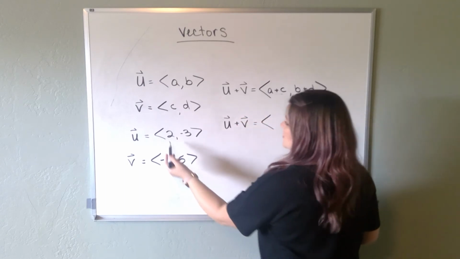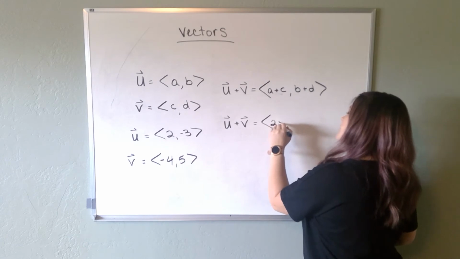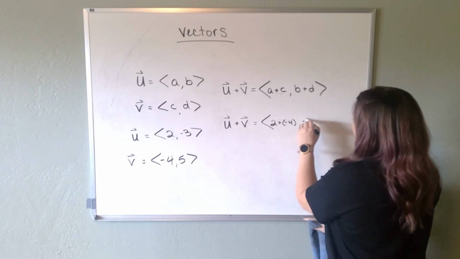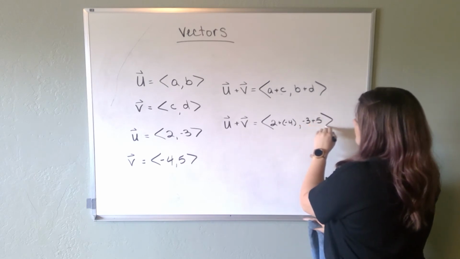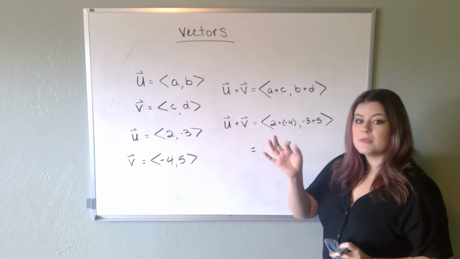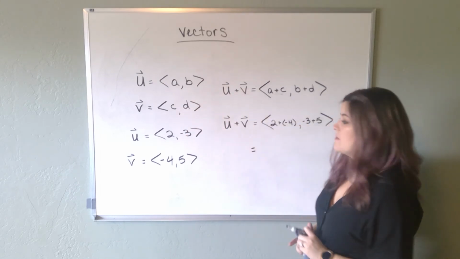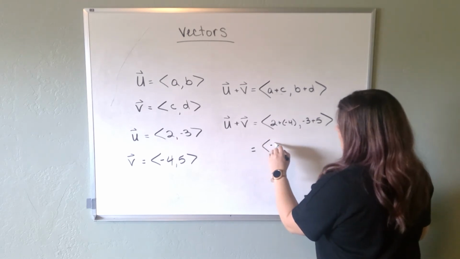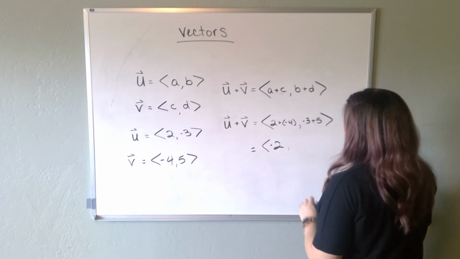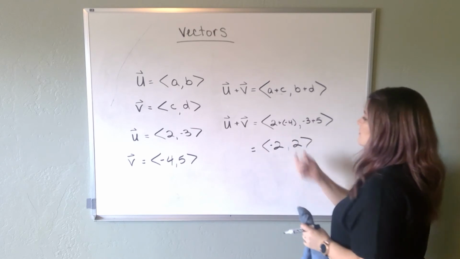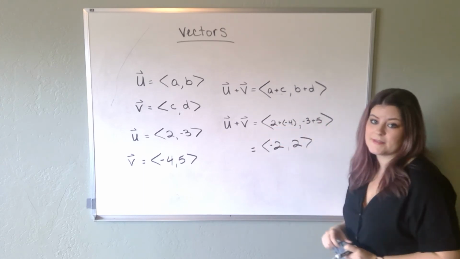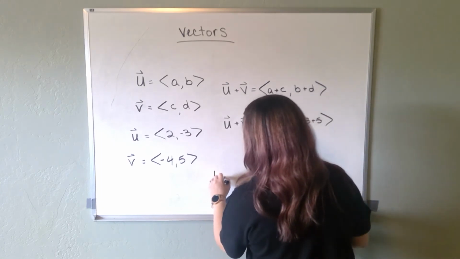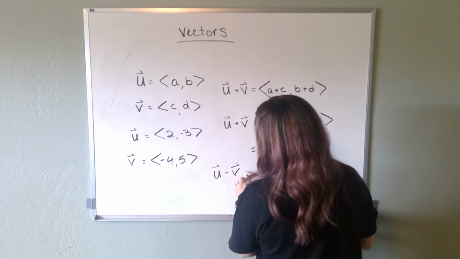So the two first terms, I'm going to do 2 plus negative 4, or 2 minus 4. And then I'm going to do negative 3 plus 5. So I add them separately. I never mix a and b or c and d together. I leave it with the comma in between. So my first component is going to be negative 2, and my second component is going to be positive 2. So add the two firsts, add the two seconds. So really easy, yeah? And you would be right if you think that, because it's very straightforward.